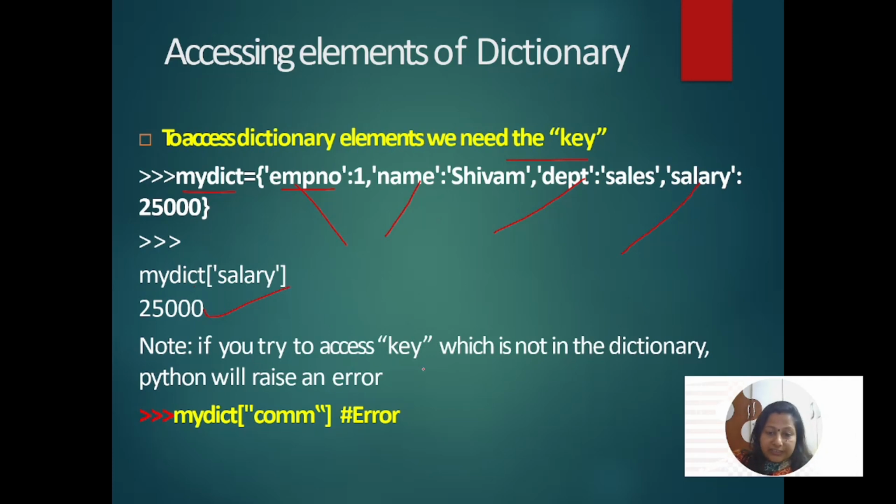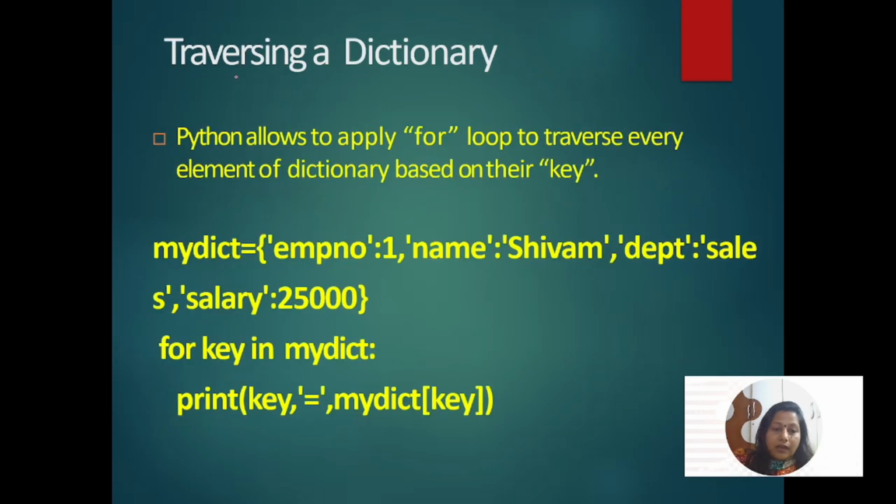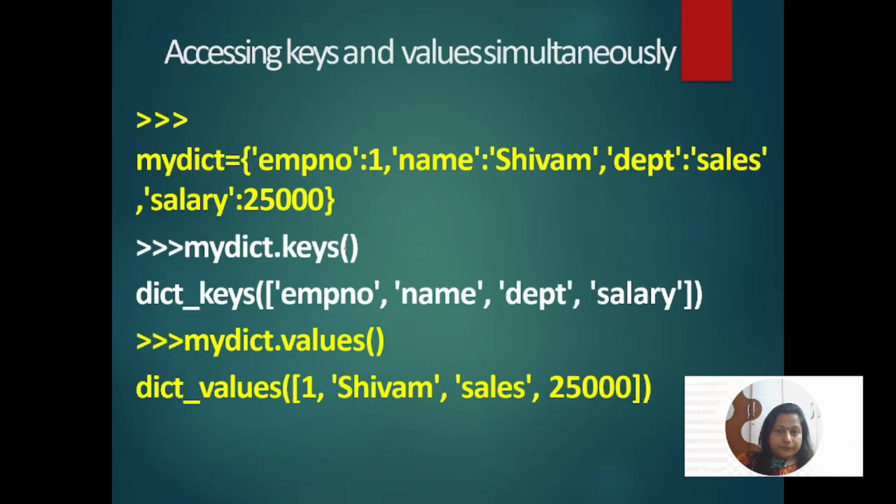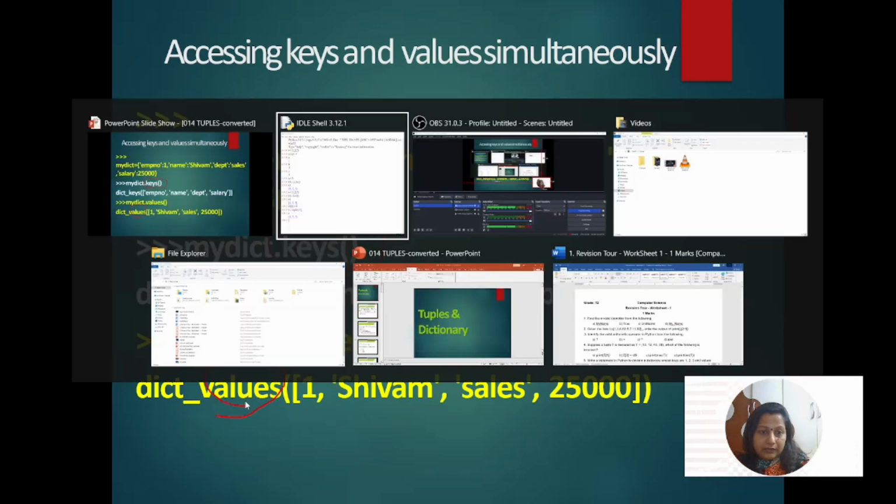If you try to access a key which is not in the dictionary, it will raise an error. For example, my dict COM, which is not there in the dictionary, so you will get an error. And what is the meaning of traversing? Traversing is nothing but traveling through each element by using a for loop. Another one, accessing keys and values simultaneously. How can you do it? You have to use the keys function for getting the keys and the values function for getting the values. Till now we can do it ideally.